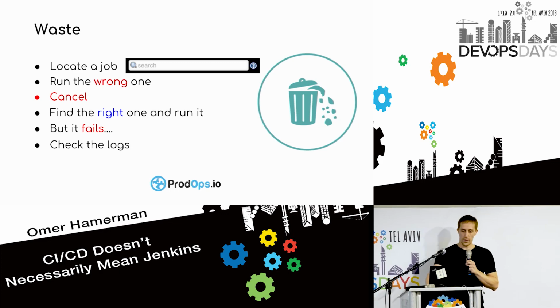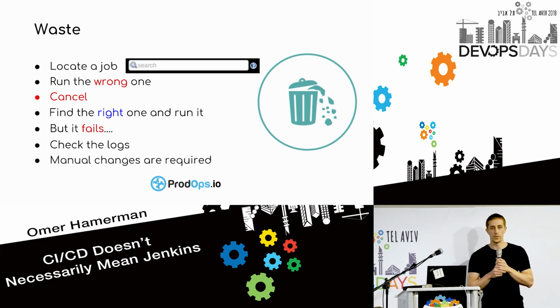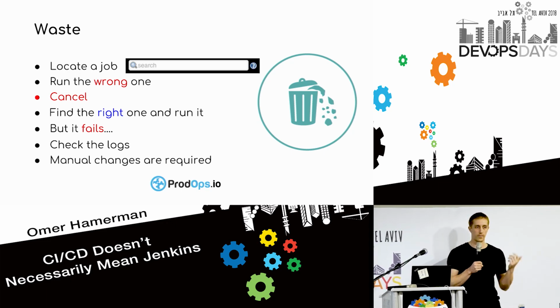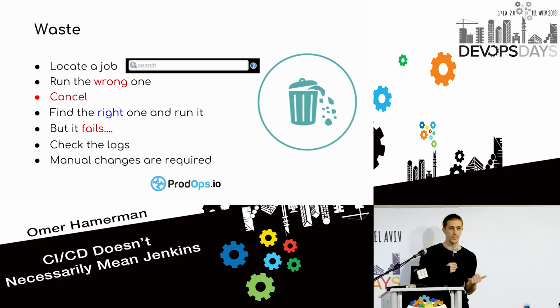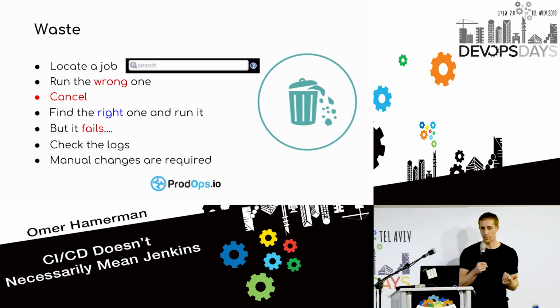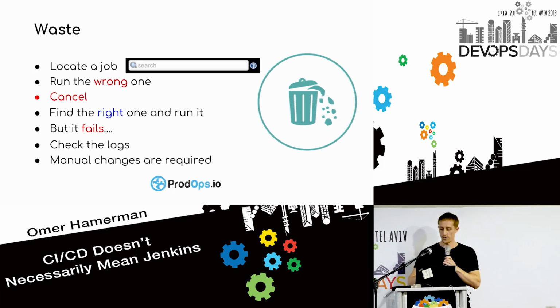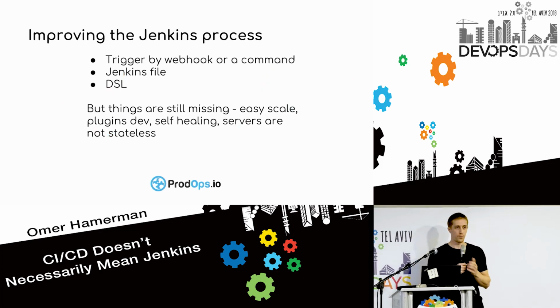So you see why it failed, and then you find out that it actually had created some stacks on AWS, and now you have to go back, delete the stacks, and then go back to Jenkins, run the right job, and now everything's fine, right? Wrong. So how can we improve this process?